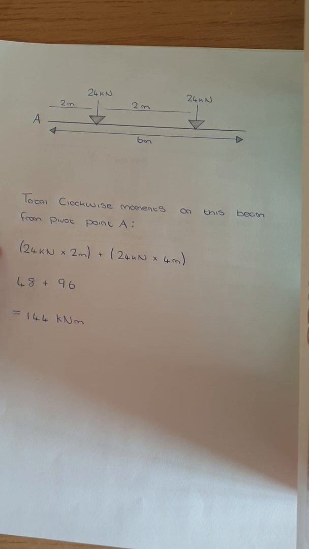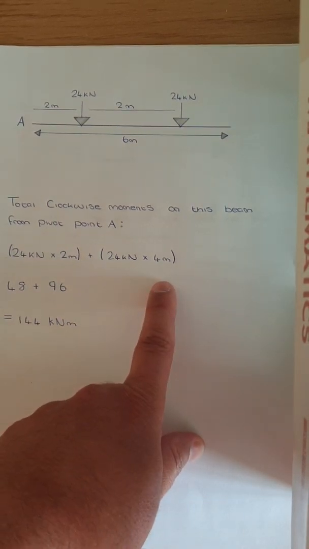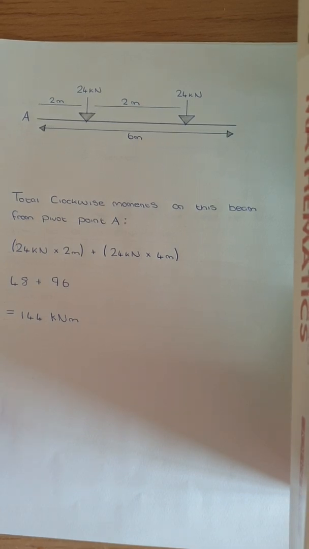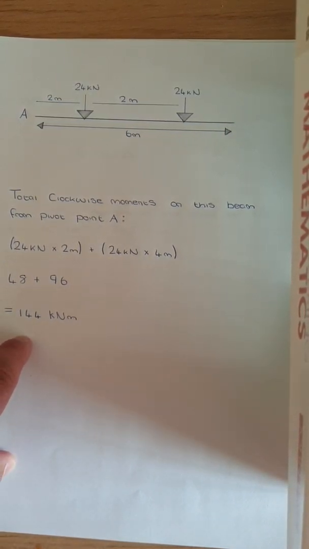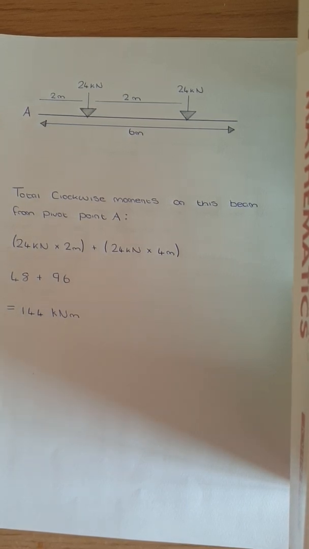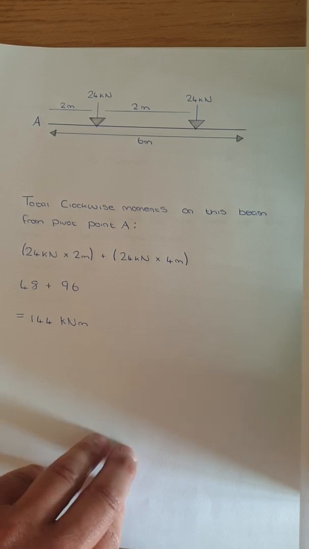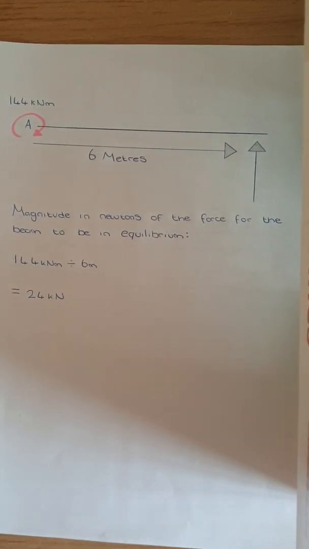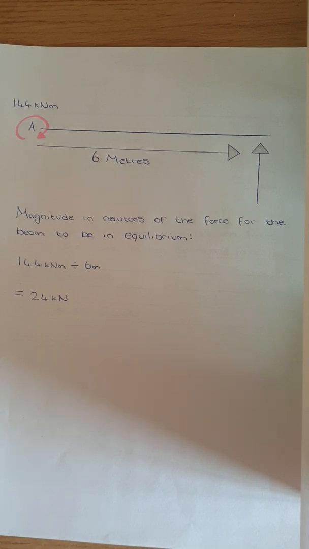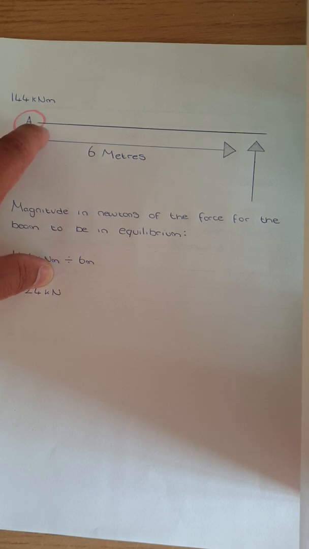So we have 24 kilonewtons times 2 plus 24 kilonewtons times 4. So 24 kilonewtons times 2 is 48. 24 kilonewtons times 4 is 96. Add them together, we get 144 kilonewton meters. Right, now, if I turn the page over, we now have 144 kilonewton meters acting down.